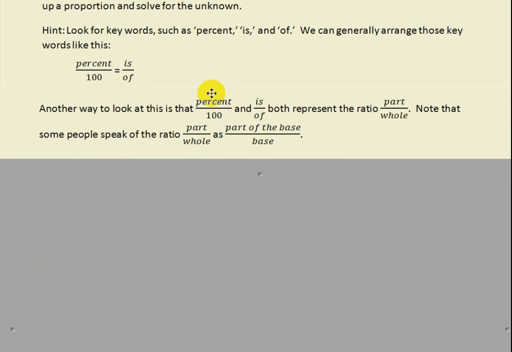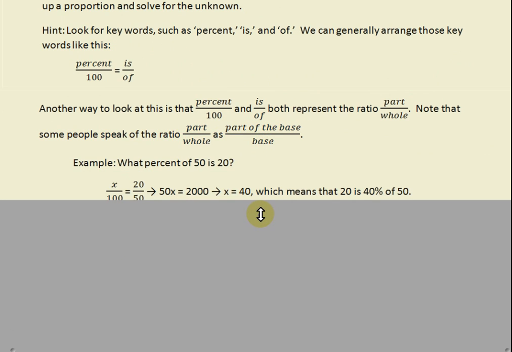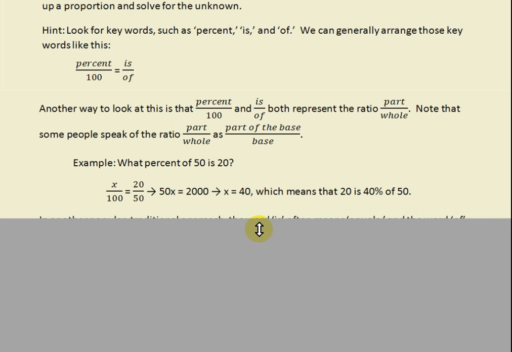Another way that you can look at this is that percent over 100 and the ratio is over of both represent the ratio of part to whole. And we can also talk about part to whole as part of the base over the base. So depending on who you talk to, you'll see a few different terms used here.